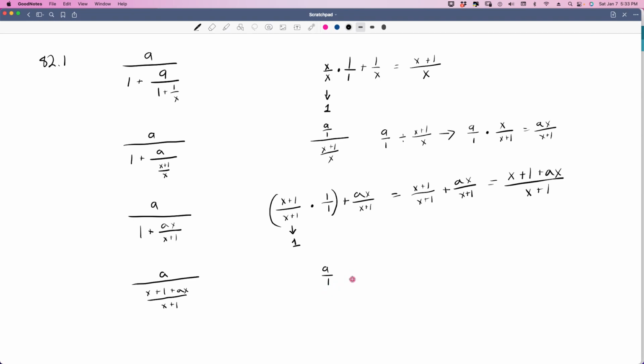A becomes a over 1 divided by, we just write it as a number sentence so we can see it, x plus 1 plus ax all over x plus 1. Keep it, change it, flip it. A over 1 times x plus 1 over x plus 1 plus ax equals ax plus a over x plus 1 plus ax, and that would be your final answer.